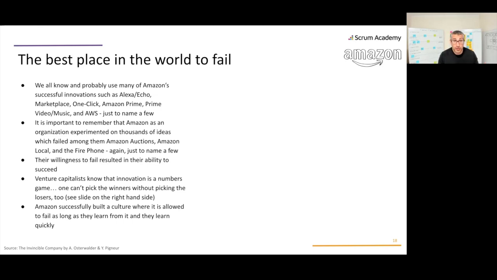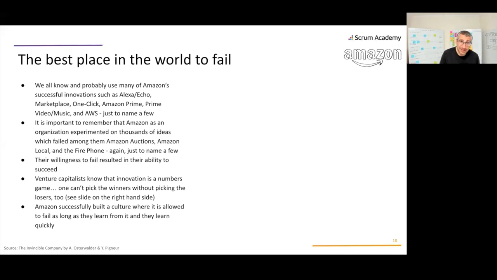So all of those are great successes, but they also had significant failures. I just shared with you three of those examples. Number one, Amazon auctions. Many years ago, they wanted to compete with eBay, right, in the auction space. So they introduced their own Amazon auctions. It didn't work.